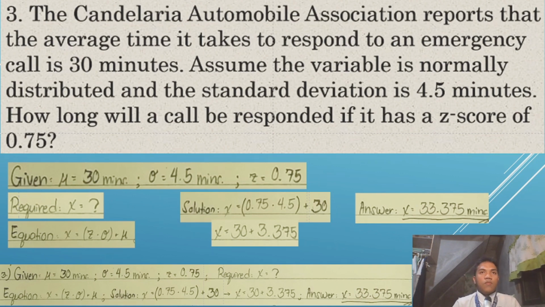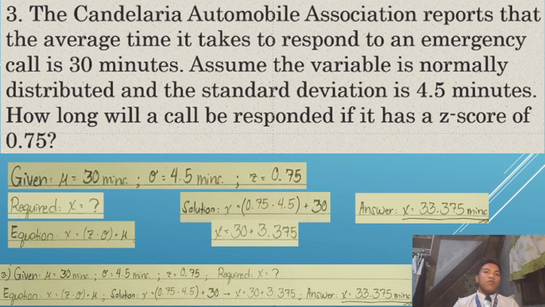Now, as stated there, we have the given 30 minutes as our mean, and we have a standard deviation of 4.5 minutes as also given. And we have the condition that the z-score is 0.75. So, as all given, what is missing is the x, our random variable. Now, we have the equation of x equals z-score times standard deviation, and the product will be added to the mean. Now, to substitute the given values to the formula, we have the 0.75 as our z-score multiplied by the 4.5, which is our standard deviation.